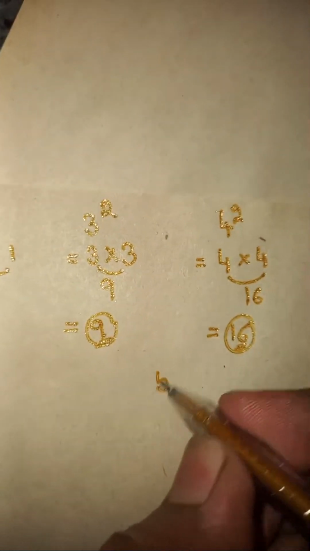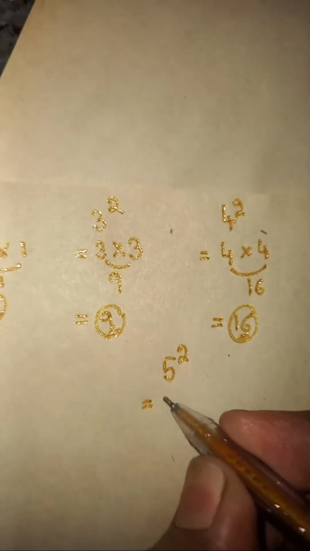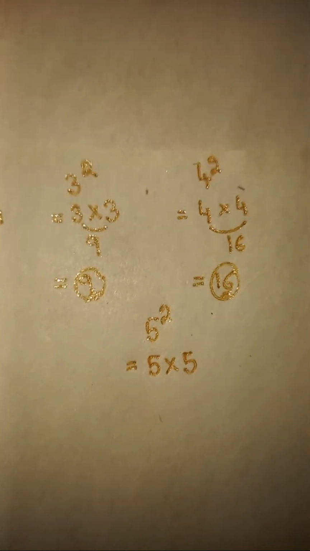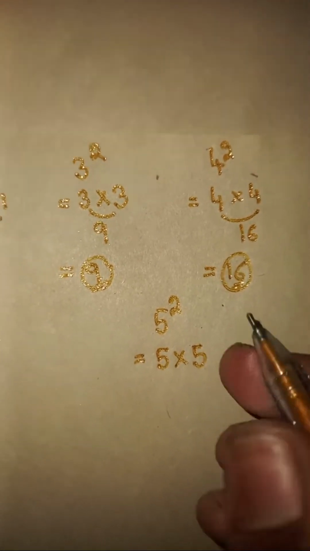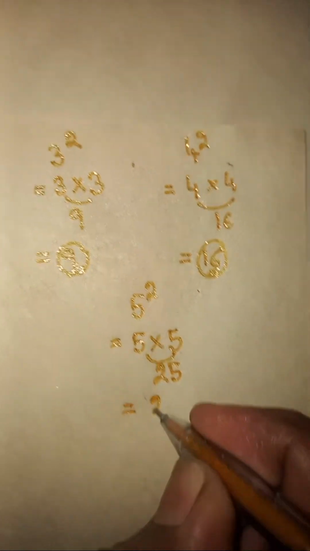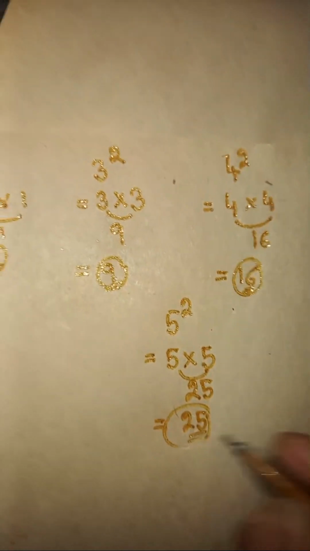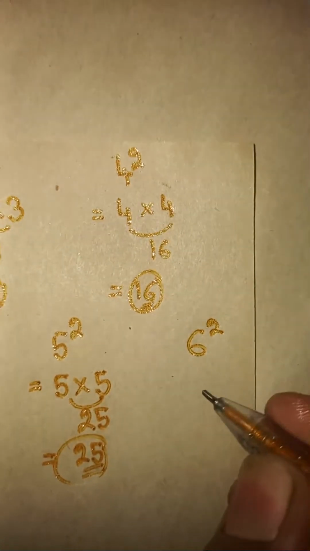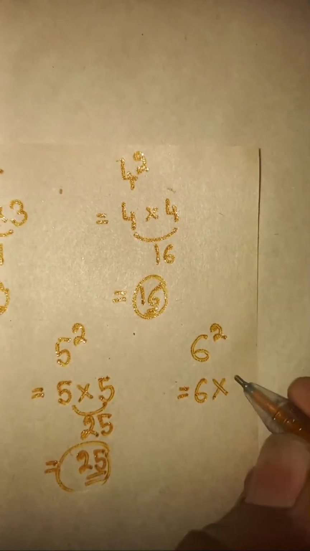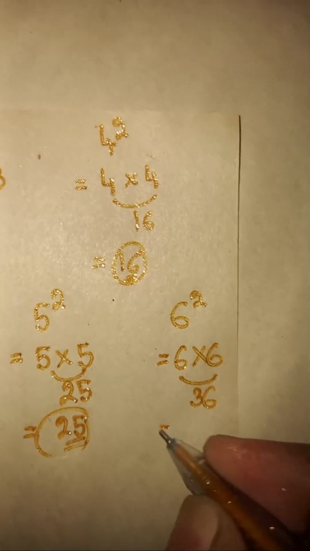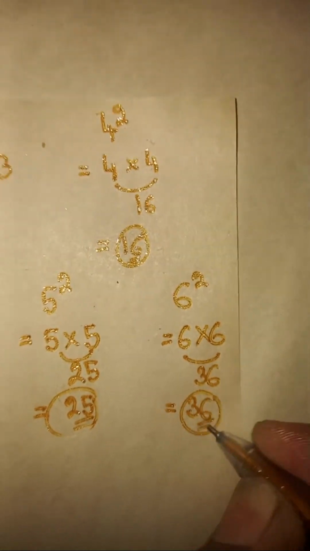Let's find out what is 5 square. 5 square means you can write it as 5 times 5, and that is going to become 5 times 5, which is 25. So this is equal to 25. Let's find out what is 6 square. 6 square can be written as 6 times 6. 6 times 6, which is 36. So 6 square is 36.